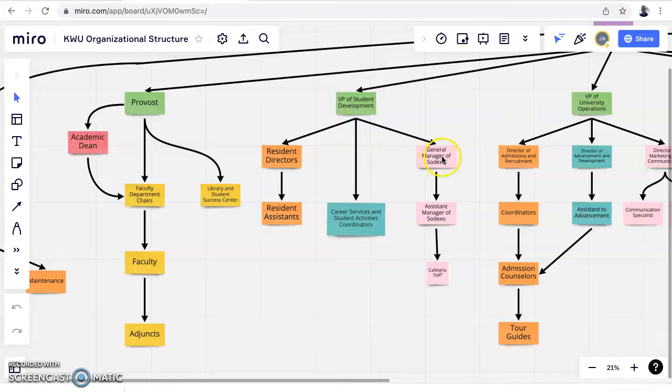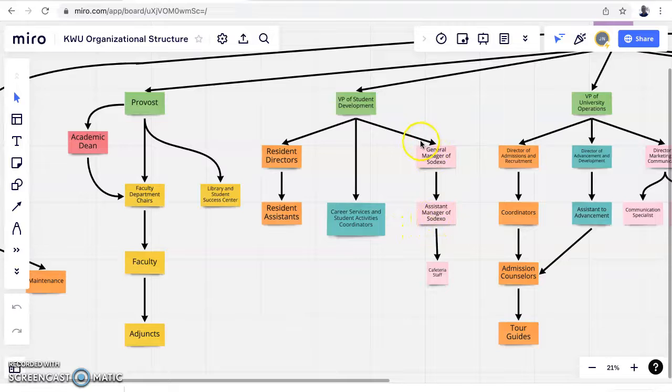General manager would be the top there. And then we have assistant managers for each of the dining areas. We have an assistant manager for our cafeteria and an assistant manager for what we call the den, which is our dining and our student activity center. We don't have separate restaurants, we just have the den, and they're all managed by Sodexo, which is a catering company that works a lot with universities. And then cafeteria staff is going to be directly below that assistant manager position.